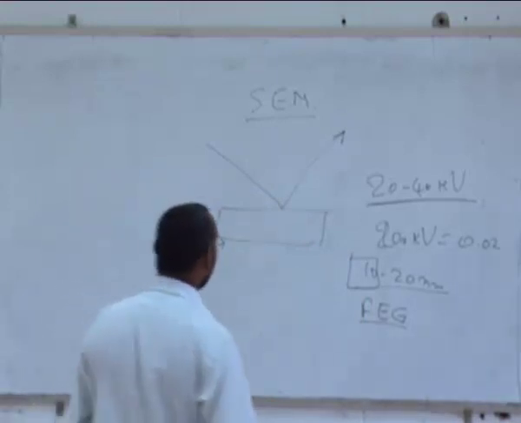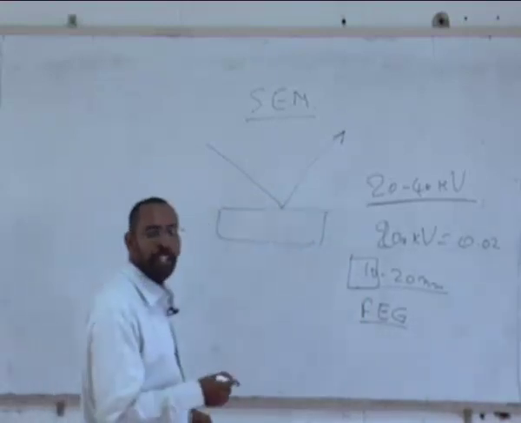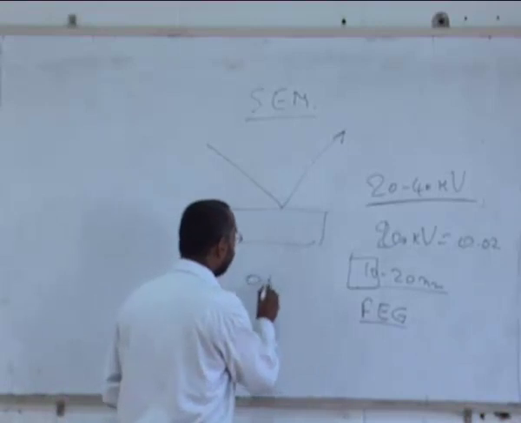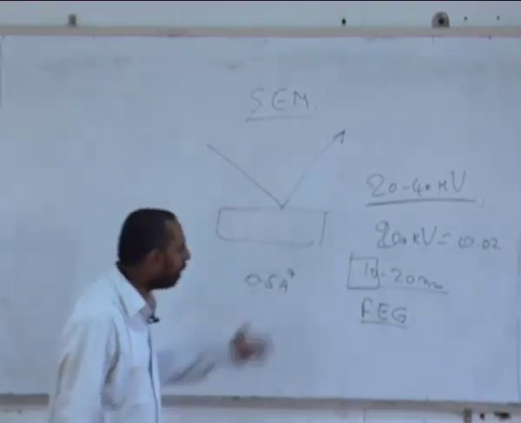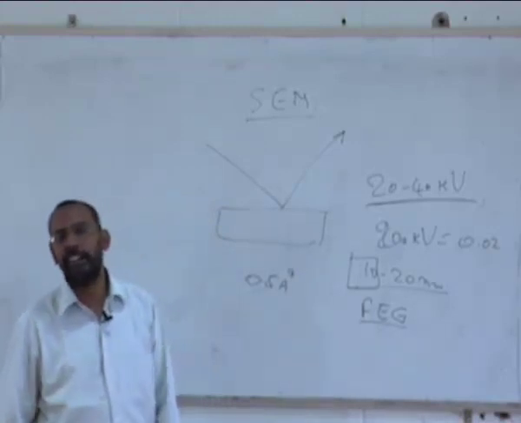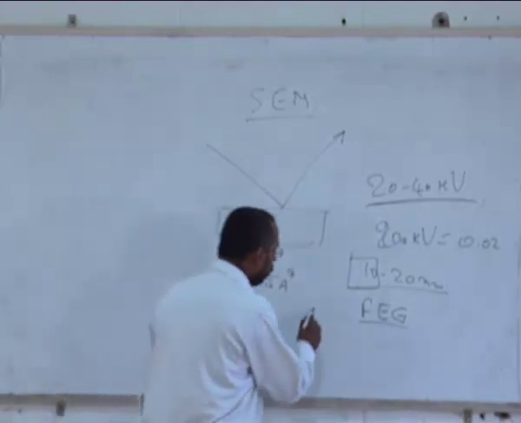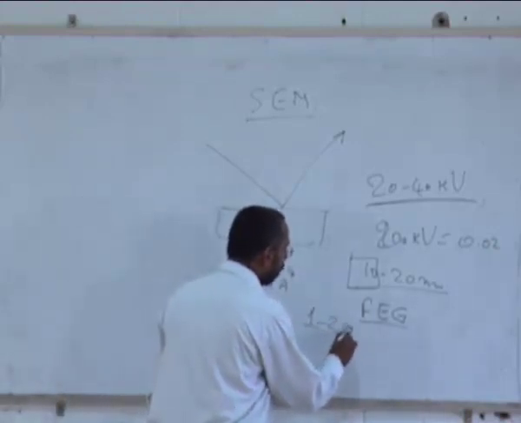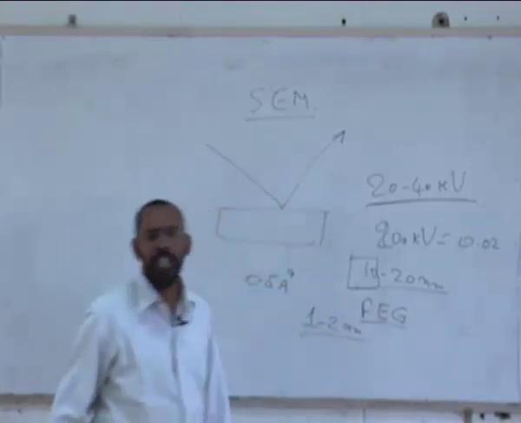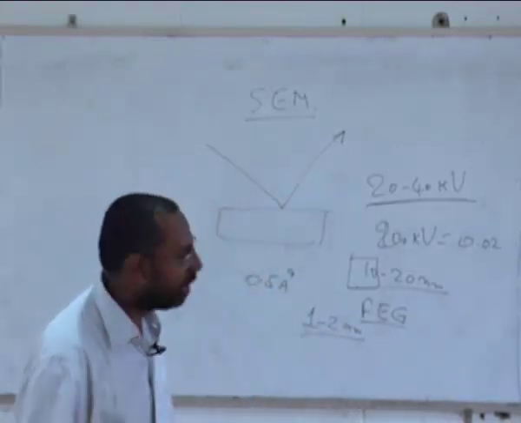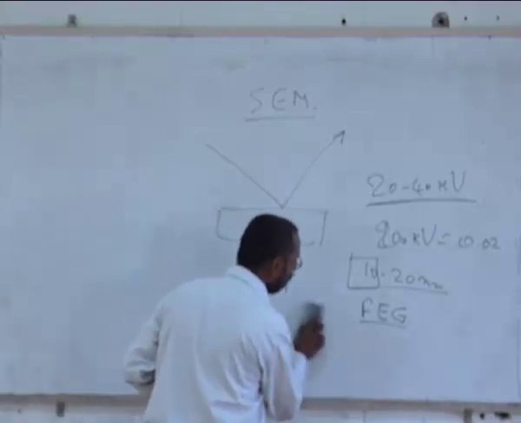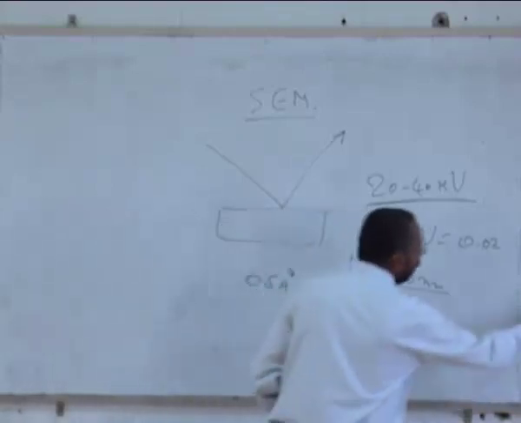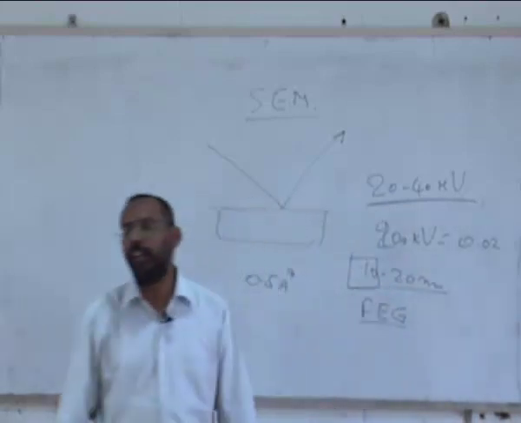But the best resolution that we talked about in an aberration corrected TEM, which is 0.5 angstroms, that kind of resolution you don't get. Maybe the best aberration corrected microscope may give you 1 to 2 nanometers possibly in a SEM. Of course, people are still struggling with that, but I can say the normal SEMs will not be able to show you this kind of resolution.